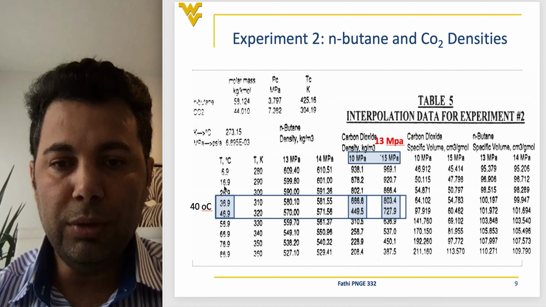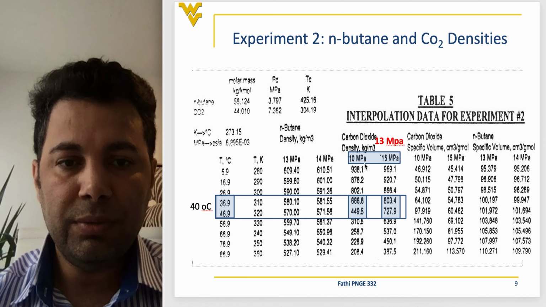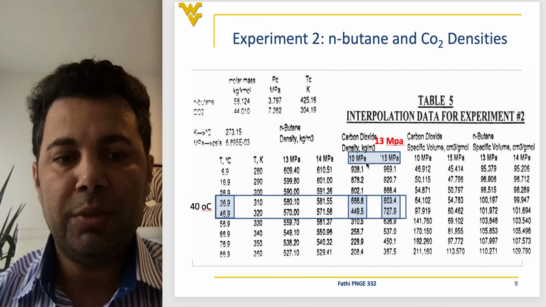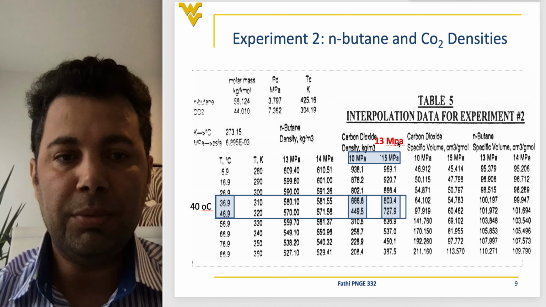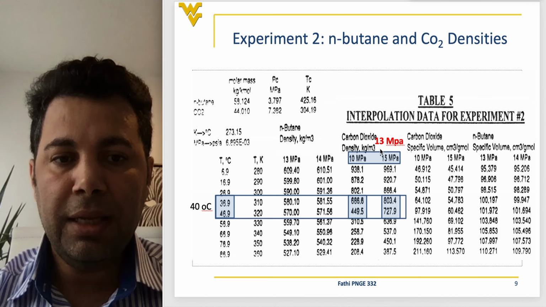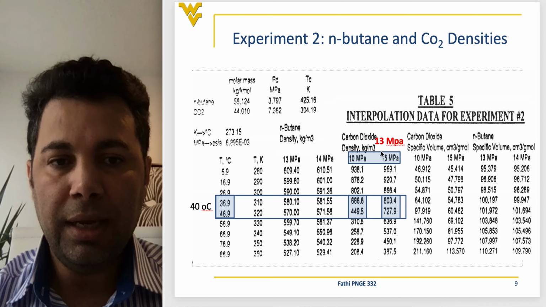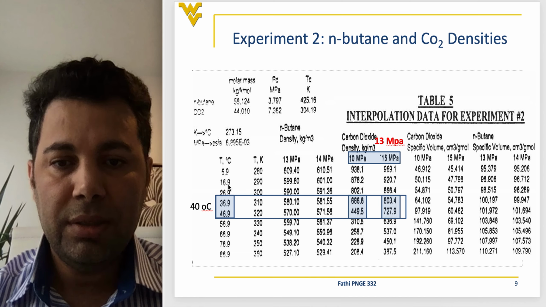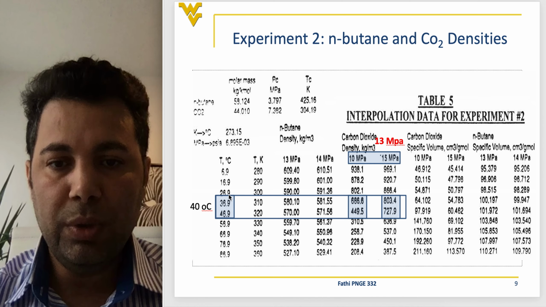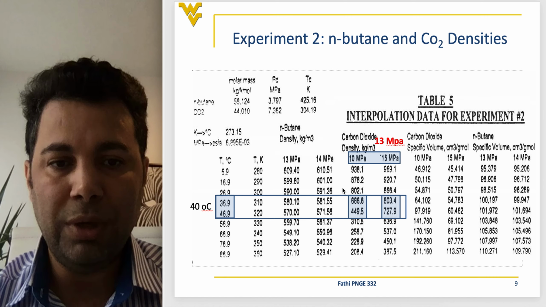I don't have the density at the right temperature, which is 22 degrees C, and I don't have the density for the right pressure, which is the pressure of my experiment. So let's say your experiment is done at a pressure of something around 13 megapascal, then your density needs to be calculated at 22 degrees C and 13 megapascal, but you don't have that value. You have the density at 16.9 degrees C and 10 megapascal, 16.9 and 15 megapascal, 26.9 and 10 megapascal, and 26.9 and 15 megapascal. So you have these numbers.